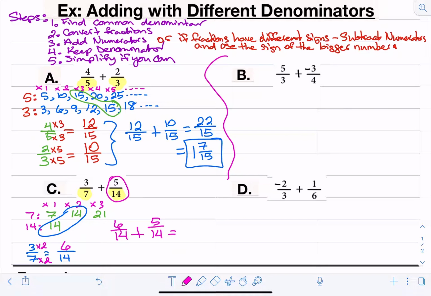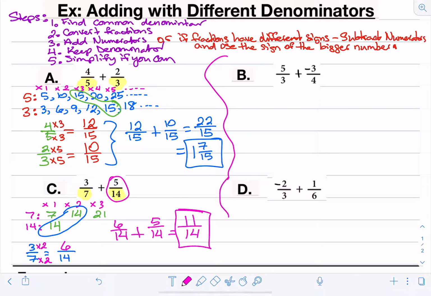Now we can move on to step 3. Both fractions have the same denominator, so we just add the numerators and we get 11. Step 4, keep the denominator, so we're going to leave the 14 on the bottom. And then step 5, simplify if you can. So 11/14 cannot be simplified, so that's just our answer.